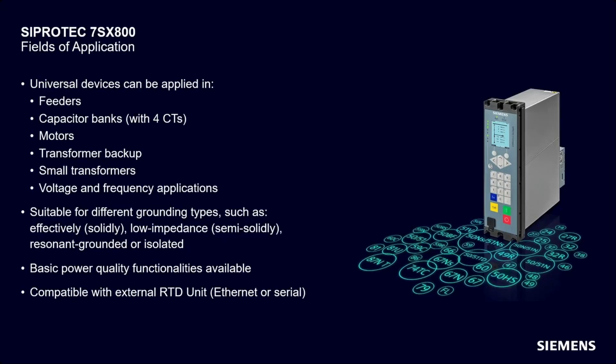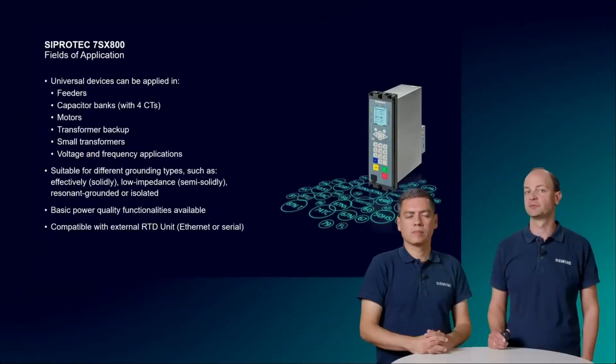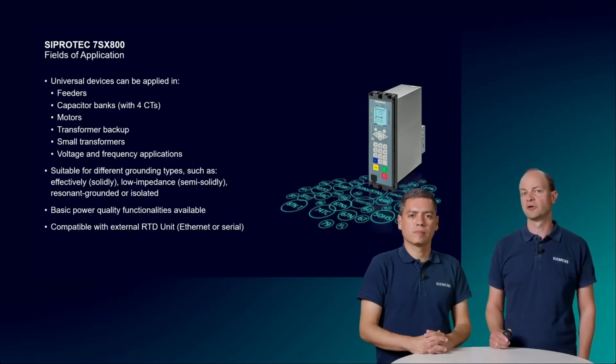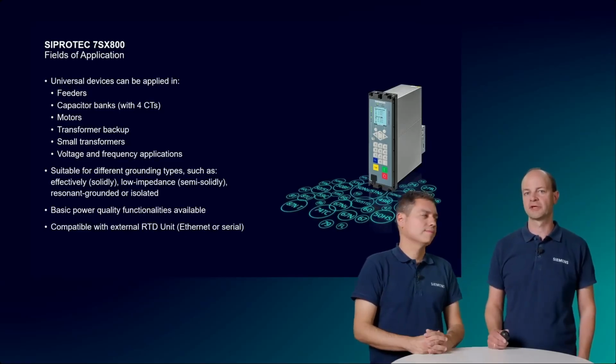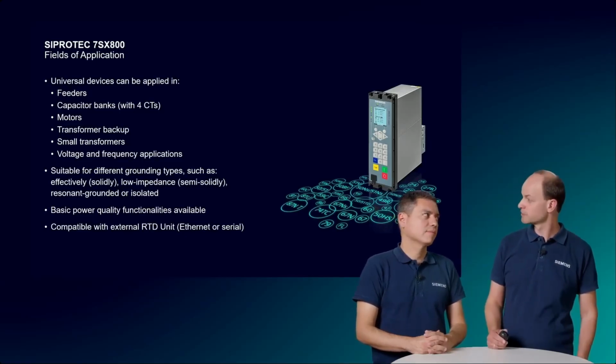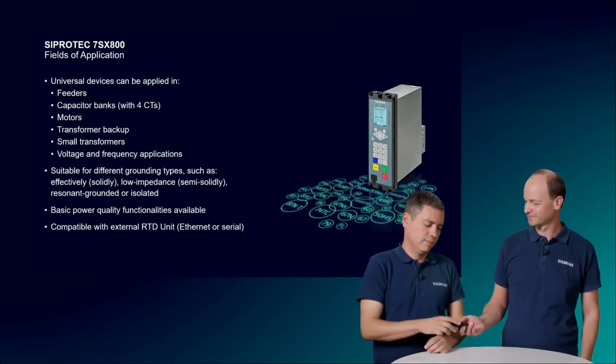7RW80 has been used. Being able to measure also small currents through an optional force-sensitive current input, the device can be used for various types of grounding. Last but not least, basic power quality functionality can for sure also be enabled, allowing you an easy supervision of your network stability. Now I'd like to hand over again to Bruno to present further applications that can be realized using the 7SX800.